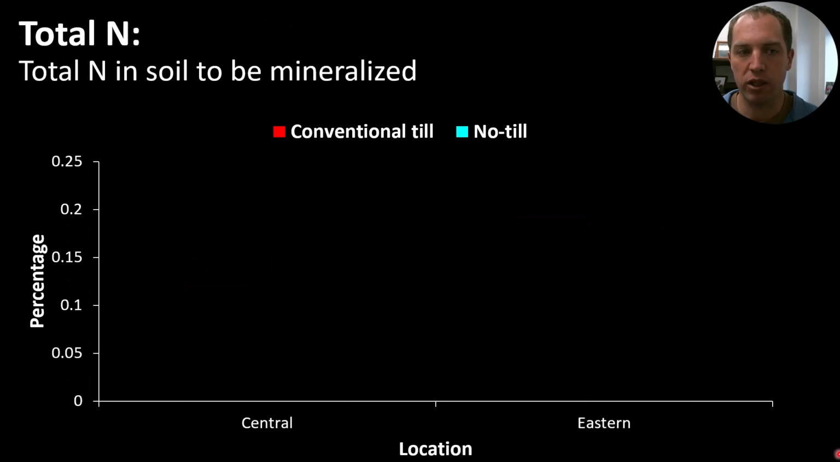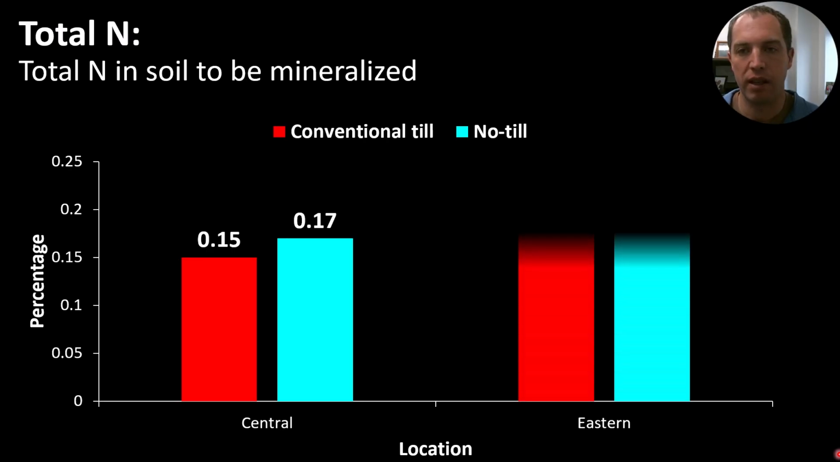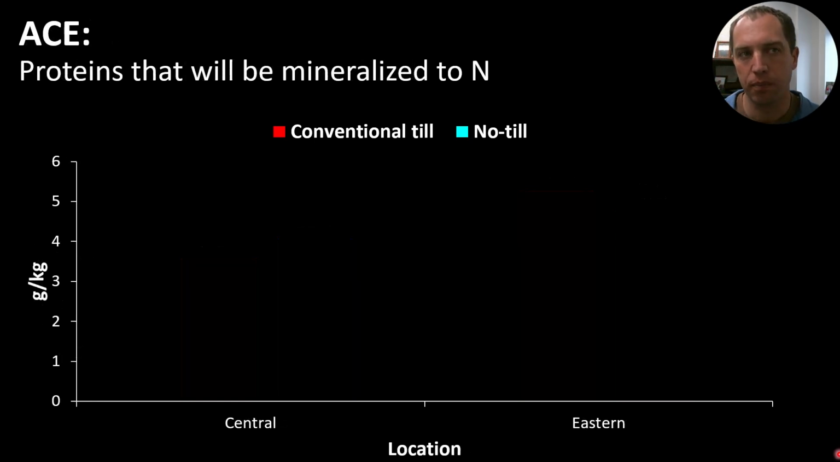We look at total nitrogen in the soil for central versus eastern. No-till has higher total nitrogen in that soil compared to conventional till. Not a huge amount, but it is higher. Eastern South Dakota kind of reverses, still not hugely different, but conventional till is a little higher on average.